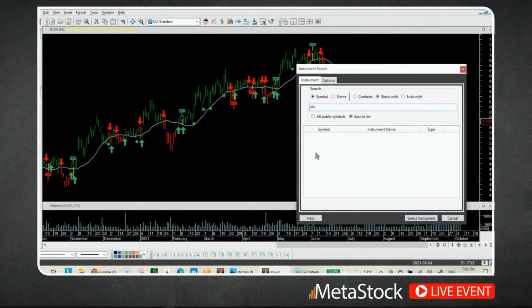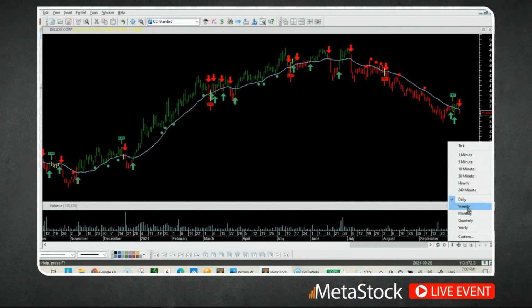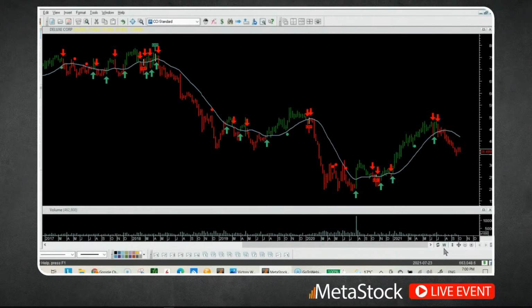DLX. Here's a bit of a cleaner one, right? Still trending lower, significant slope. There you go. $35 stock, likely to continue going lower. I'd encourage you to also look at the higher time frames, right? So if you're trading on a daily, you want to look at the weekly and the monthly.